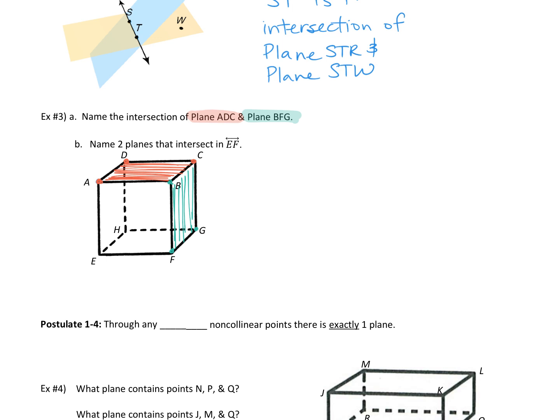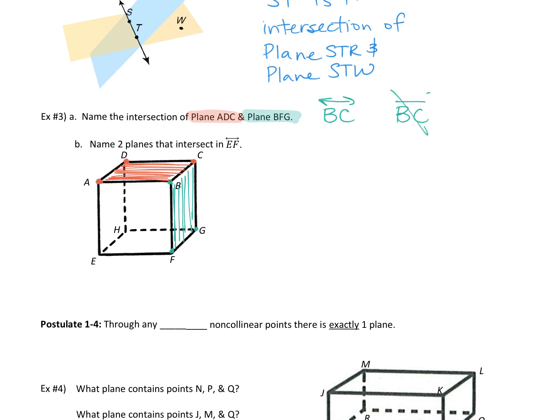First of all, how do planes intersect? In a what? A line. Okay, so if we're intersecting in a line, what is our line? It's BC. Or you could say line BC, or flip it around, CB. So either one, BC or CB. So we would say their intersection is line BC. Question for you. Is that the right answer?